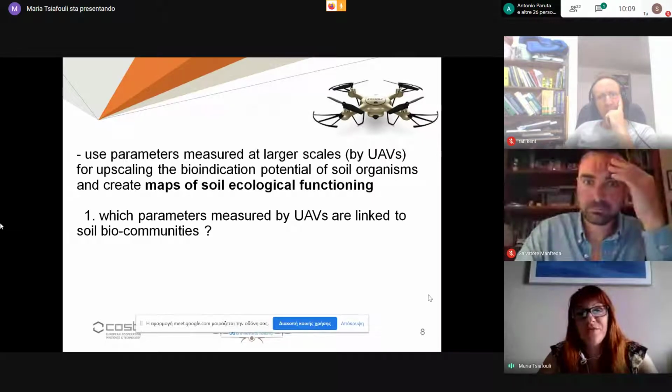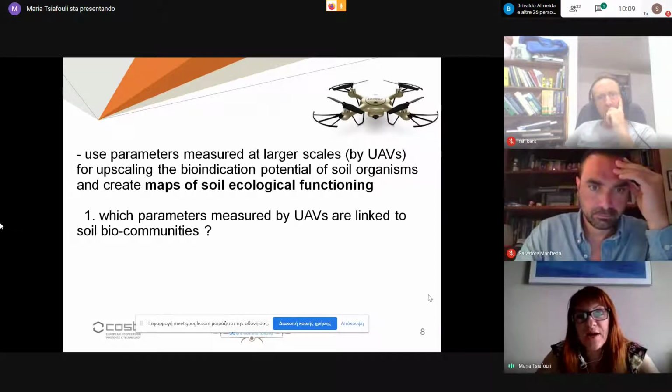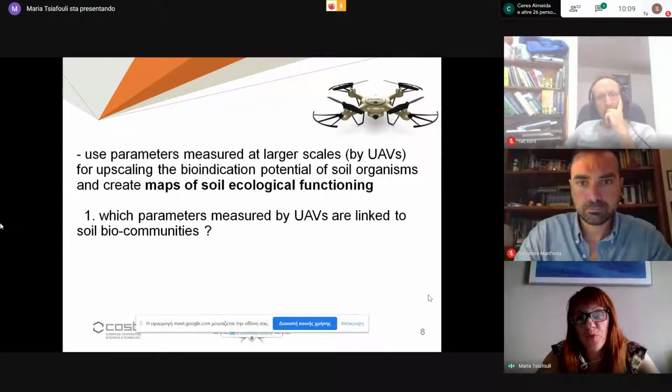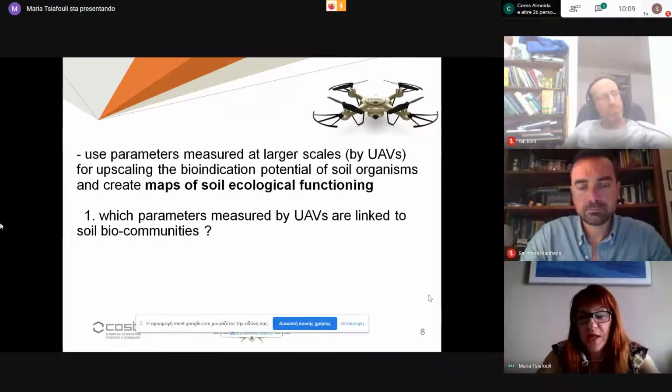So here's the first question. Which parameters measured by UAVs are actually linked, or can be linked, to soil biocommunities? And this is what I'm going to show here.